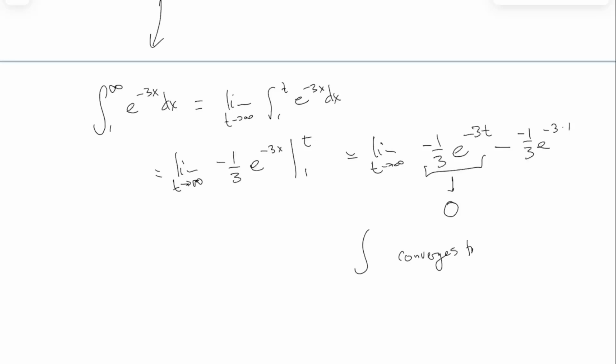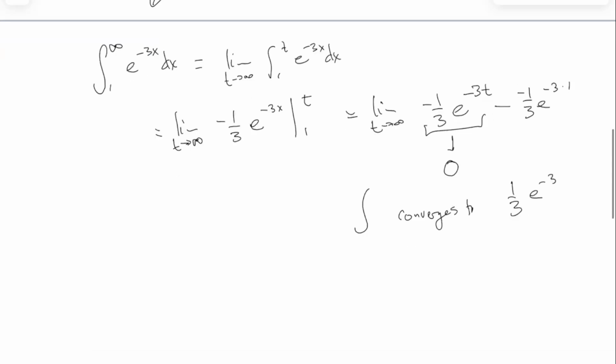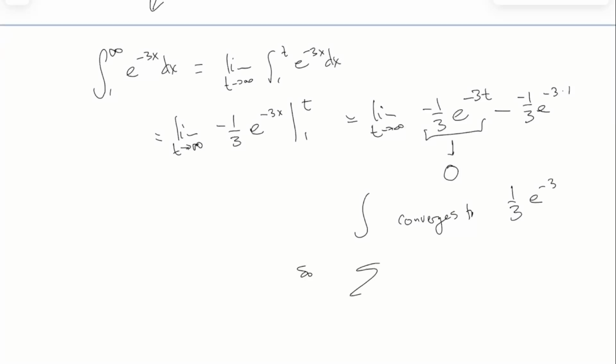The integral converges to this number, 1/3 e to the minus 3, I guess. And so that means the series e to the minus 3n converges. It does not necessarily converge to that same number. In fact, it almost surely does not converge to that same number, but it converges to something, which is all you can conclude using the integral test.